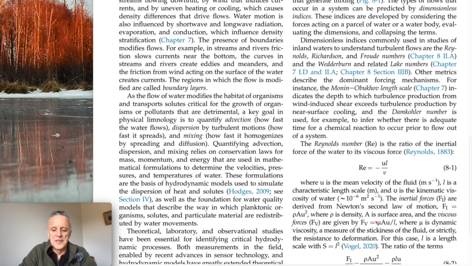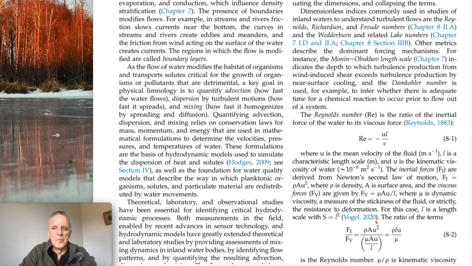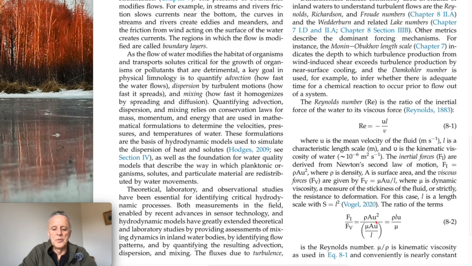The inertial forces, F_I, are derived from Newton's second law of motion. F_I is equal to ρAU², where ρ is the density, A is the surface area, and the viscous forces F_V are given by F_V equals μAU divided by L, where μ is dynamic viscosity, a measure of the stickiness of the fluid, or strictly the resistance to deformation. For this case, L is a length scale with A equal to L squared.